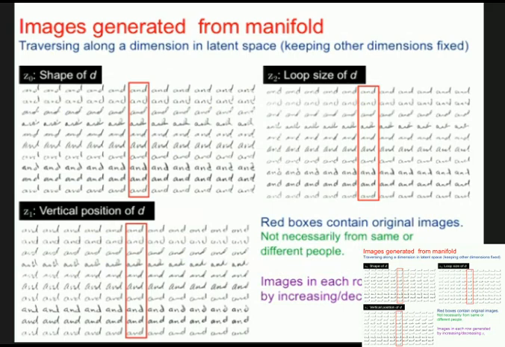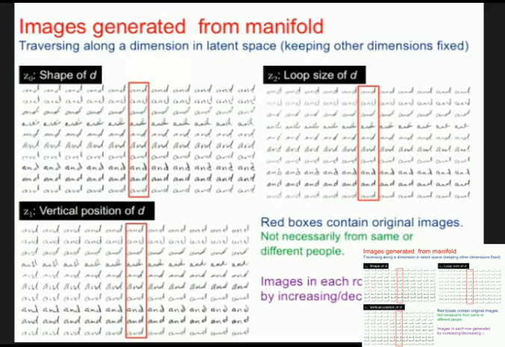So he generates images from the manifold, and red boxes contain original images. So in this red box are original images in a data set, the word "and" written by several people. And if you traverse along a dimension in latent space, so he creates a latent space of 20 dimensions. So that box now has 20 dimensional space, and Z naught is the shape of D, and taking any image you can move that parameter and create all kinds of handwritten images just along the shape of D. So every image, this is the original image, these are all artificial images, and we are just here dealing with one variable called Z naught.